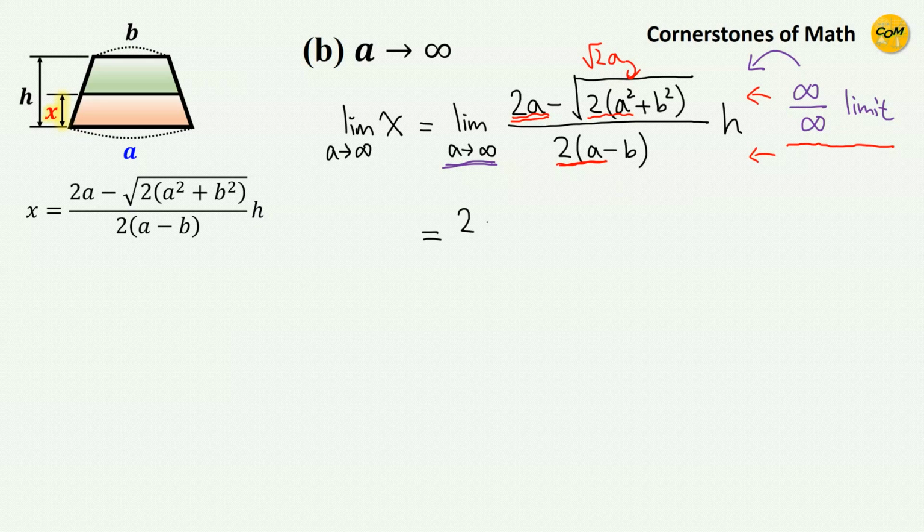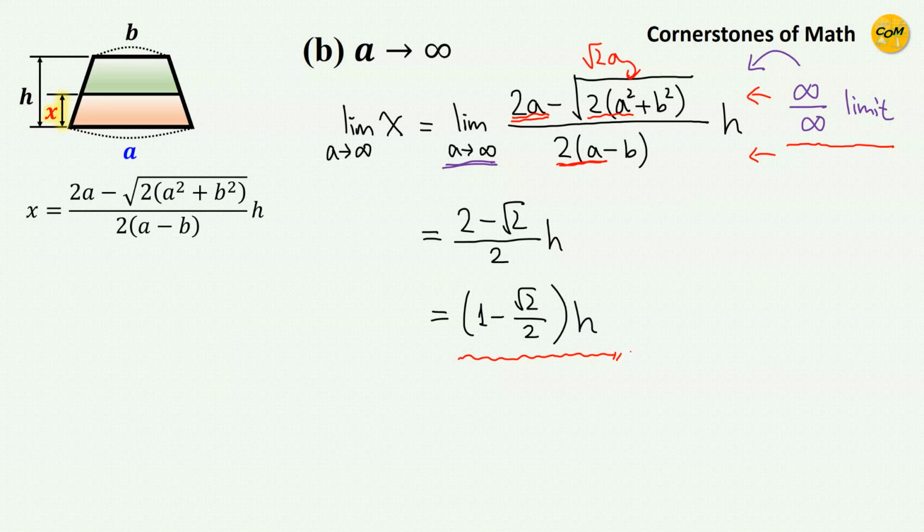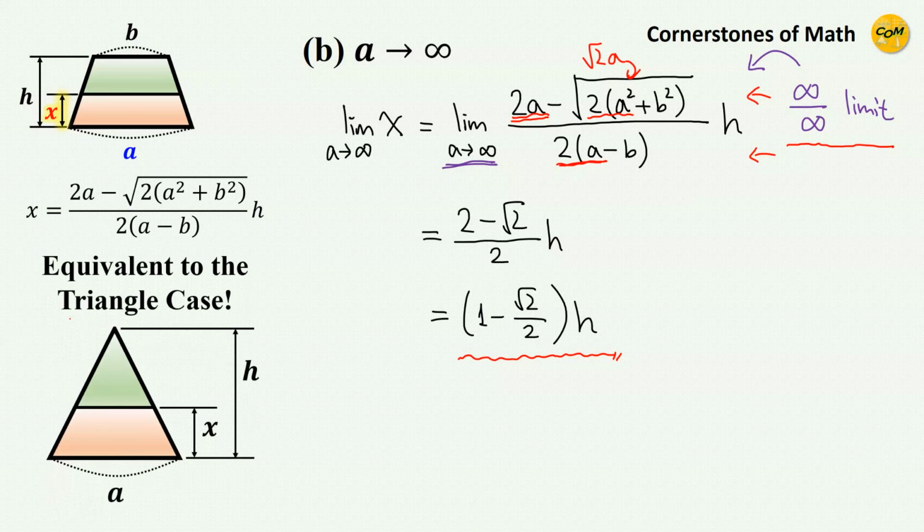So we have 2 minus square root of 2 over 2 times h, which is equal to 1 minus square root of 2 over 2 times h. Here you can notice that the answer is the same as the previous case, which was the triangle case. That is, a becoming infinitely large while b remaining finite is equivalent to the triangle case.